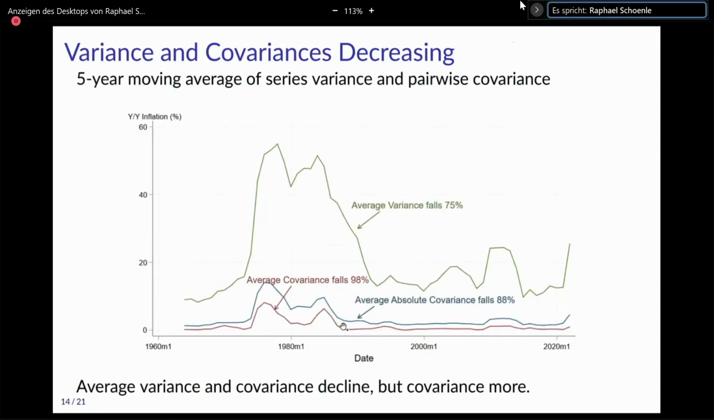Our final fact concerns the variance-covariance matrix, where we find that the 5-year moving average of individual series variances and their pairwise covariances have fallen. You can see the average variance in green here, and measures of the covariance in blue and red, the bottom two lines, and you can see that while the average variance has fallen, the covariance has been falling by more in relative terms.